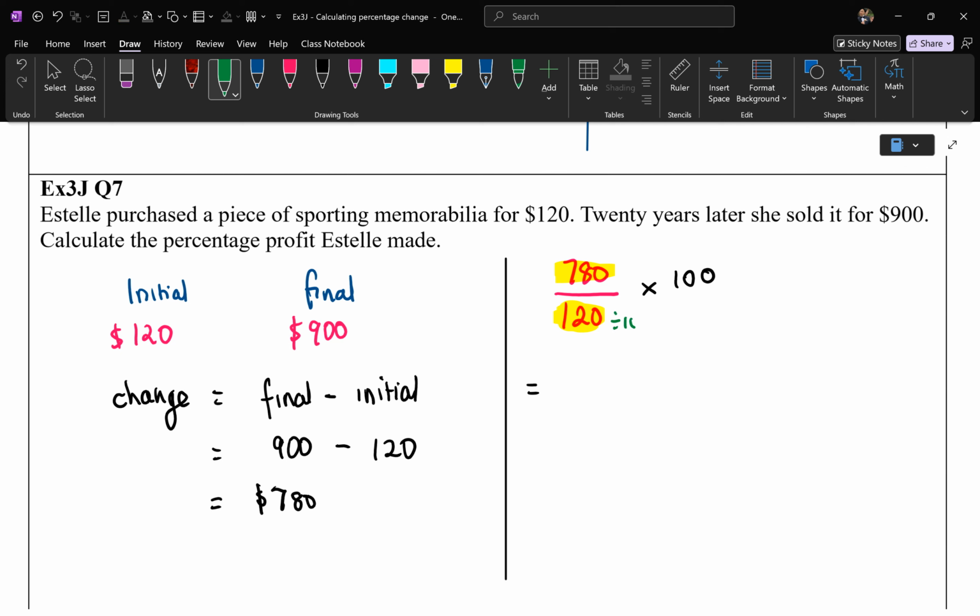So let's divide. How many tens fit into 780? Let's go with Zara. Zara Jones? How many tens fit in 780? 78. How many tens fit into 120? 12. Very good. So we've made the fraction smaller, now 78 out of 12, and we still have the times 100. Numbers are smaller now, but we can still simplify.